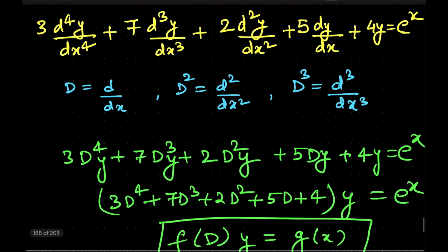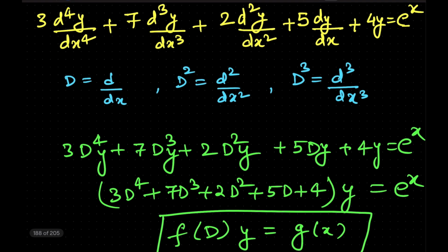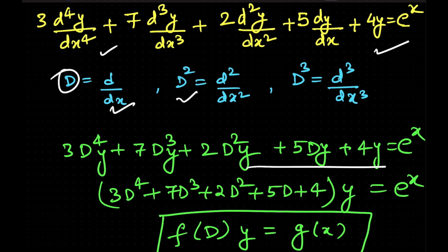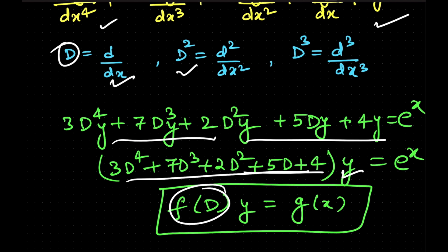Now we will see how to solve these types of equations. For example, this is another simple form. Here I have replaced d/dx by D, and similarly I have used this also, so the equation can be written in this form. Again, I have taken y as common. When you bring out y, you are left with a polynomial, which I have written as f(D).